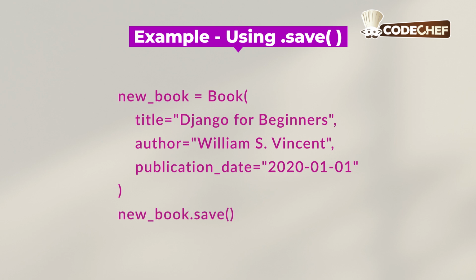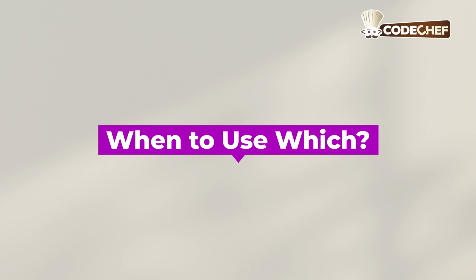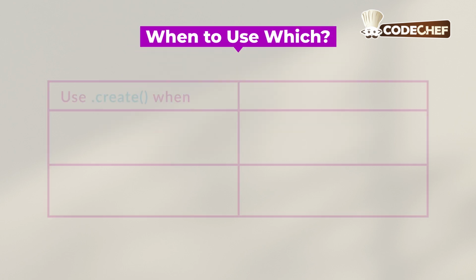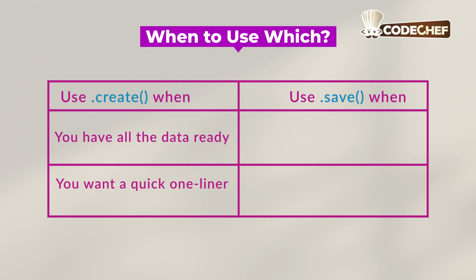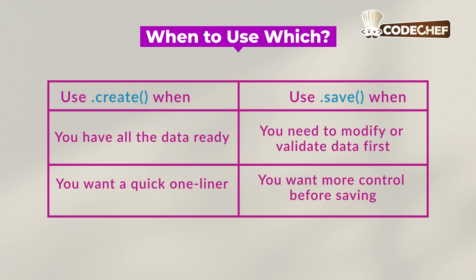Now this is helpful when you want to make calculations, set default values, or validate before saving. So now you may think when to use which, when to use create and when to use save. So use create for quick inserts when all data is ready, and save when you need to tweak things before storing. So think of save as a two-step process: prepare and then commit.